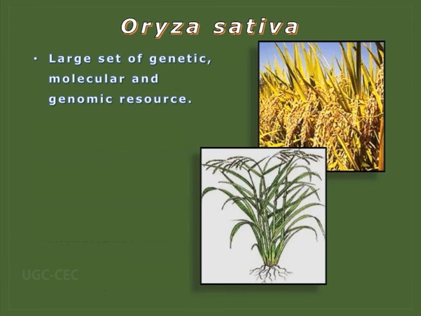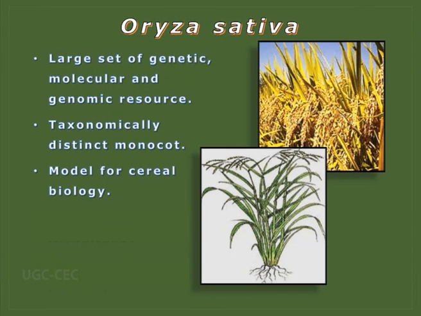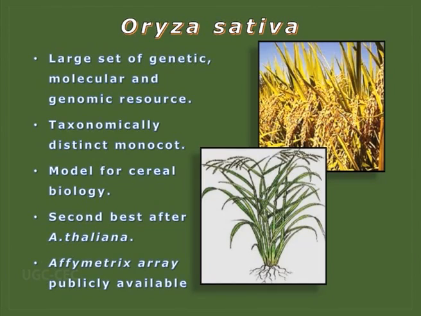Oryza sativa has a large set of genetic, molecular and genomic resources, and taxonomically it is a distinct monocot. It is a model for understanding cereal biology. It is considered the second best model organism after Arabidopsis thaliana. As we all know, Arabidopsis thaliana is the most popularly used model plant for studies on plant systems, and Affymetrix arrays are publicly available for Oryza sativa, which again makes it a most suitable candidate as a model organism.